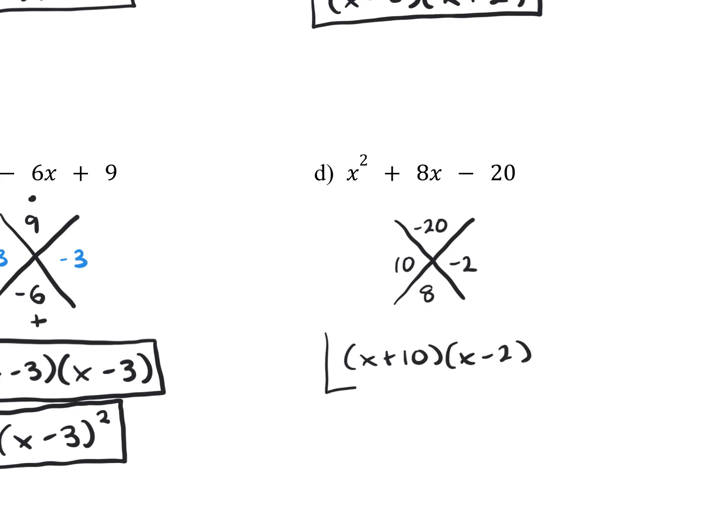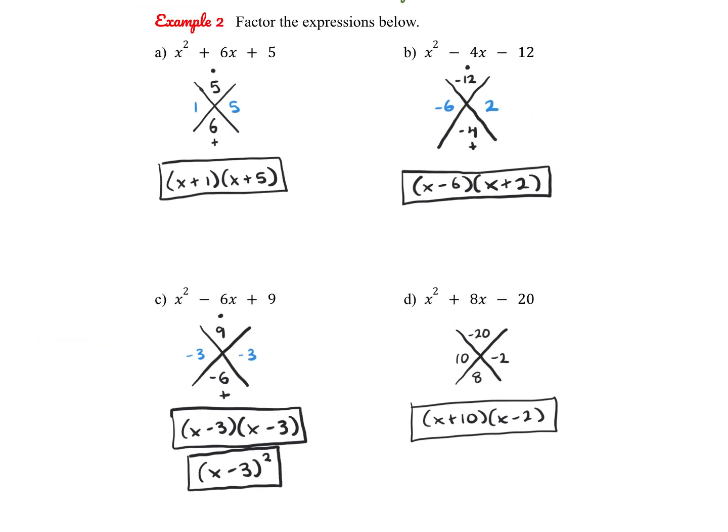So remember, 10 is not a factor. Negative 2 is not a factor. x plus 10 is a factor. x minus 2 is a factor. And again, you can always do a quick double check by FOILing it out to make sure your factors are correct.